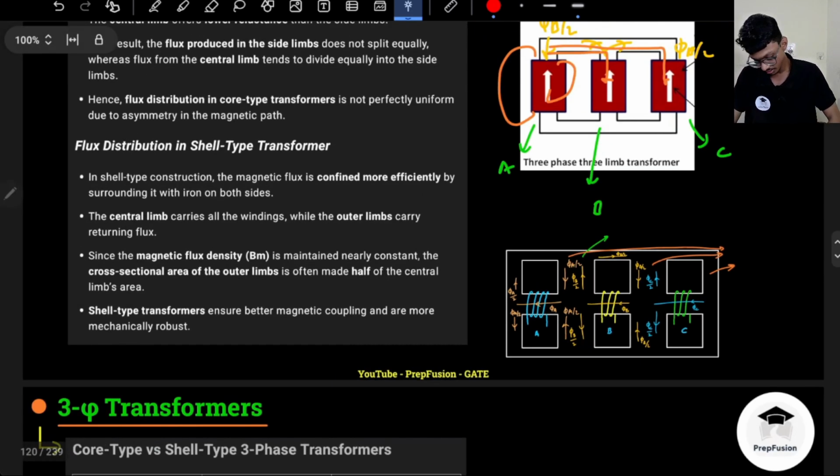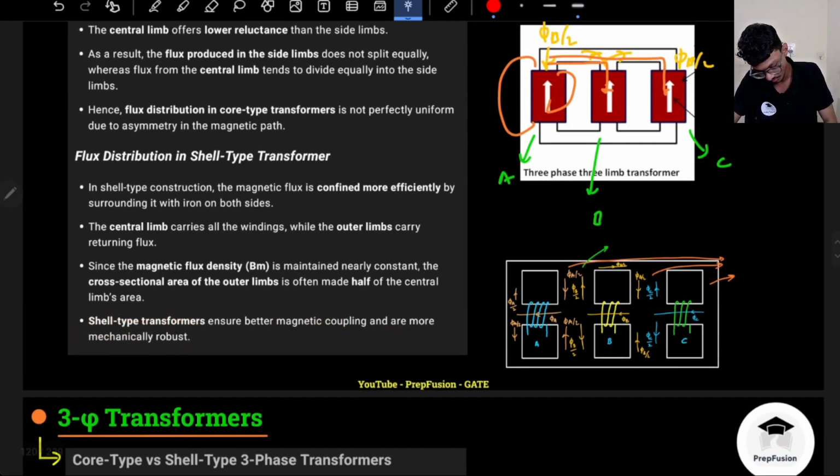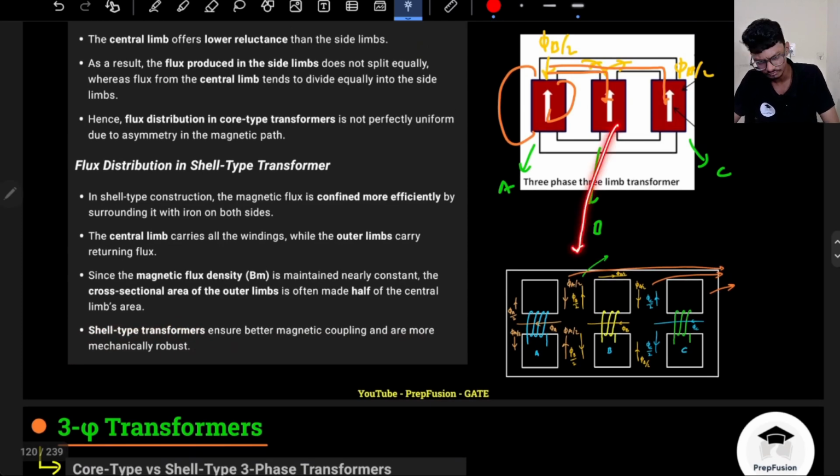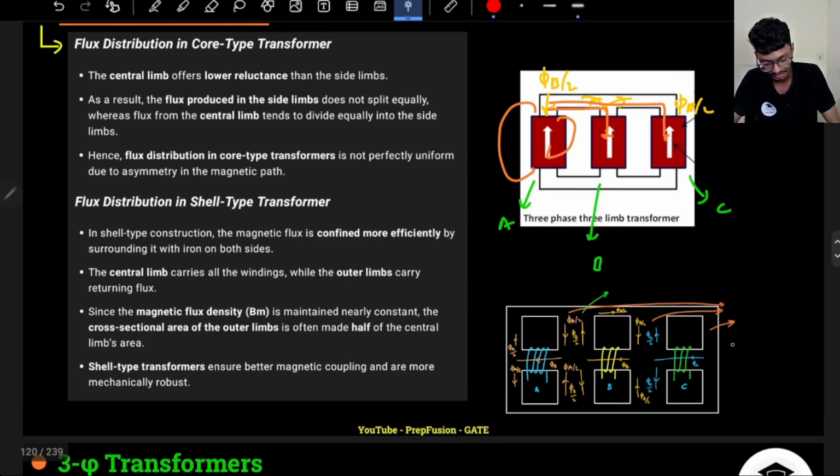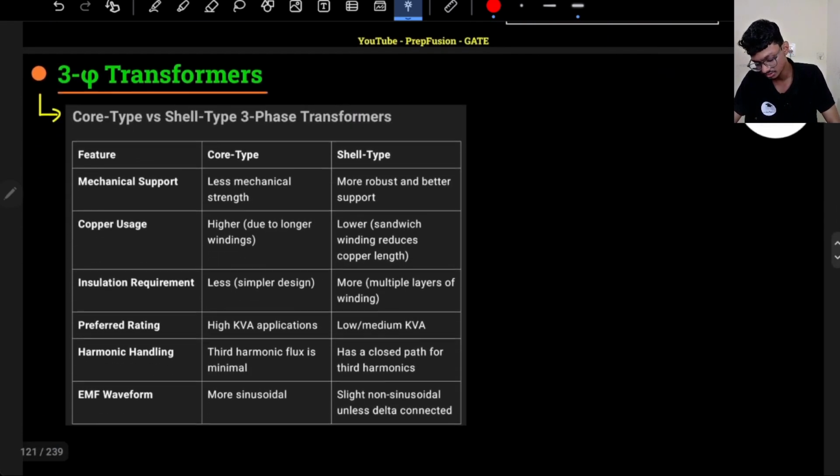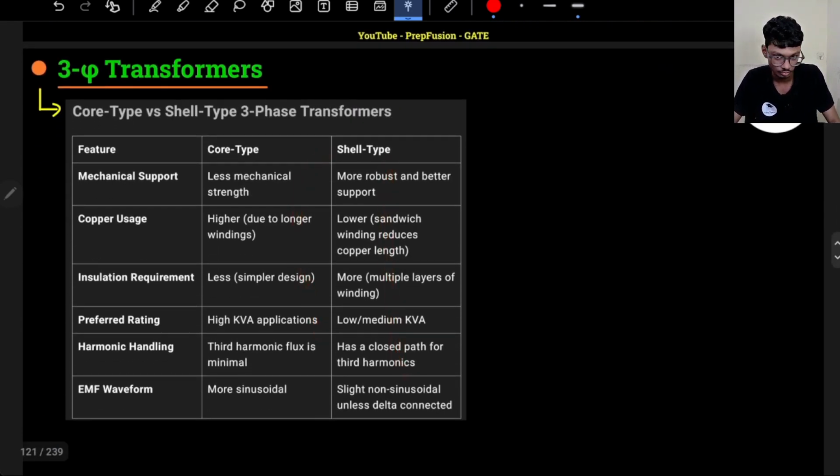Shell type transformers ensure better magnetic coupling and are more magnetically robust. So it is better than the core type transformer, because the flux is getting divided equally, but the construction is a problem. Making it is a problem. Here the area is different, here the area is different. So constructionally there is a bit of a challenge. These are the differences between shell type and core type. You can go through this, I will not go through it. These are just for interview purposes.